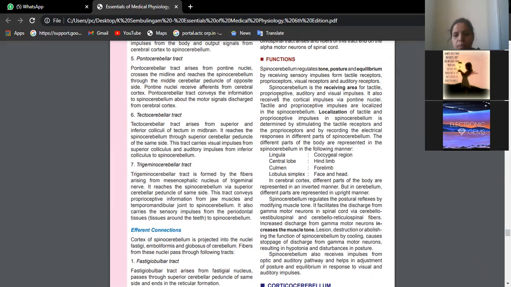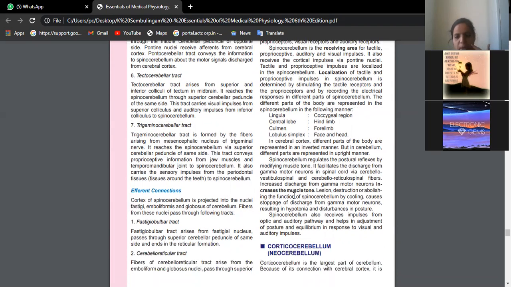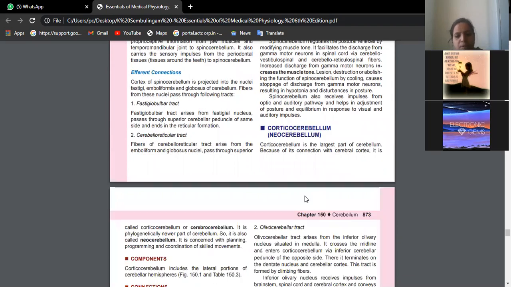What is proprioceptive? When you close your eyes and identify some object, like a mouse, you might call it proprioceptive. No, proprioceptive is position sense. You are not looking at your feet but still you can tell whether it is flexed or extended. That is proprioceptive impulses. Tactile receptors, tactile localization, all these functions are controlled by this spinocerebellum.